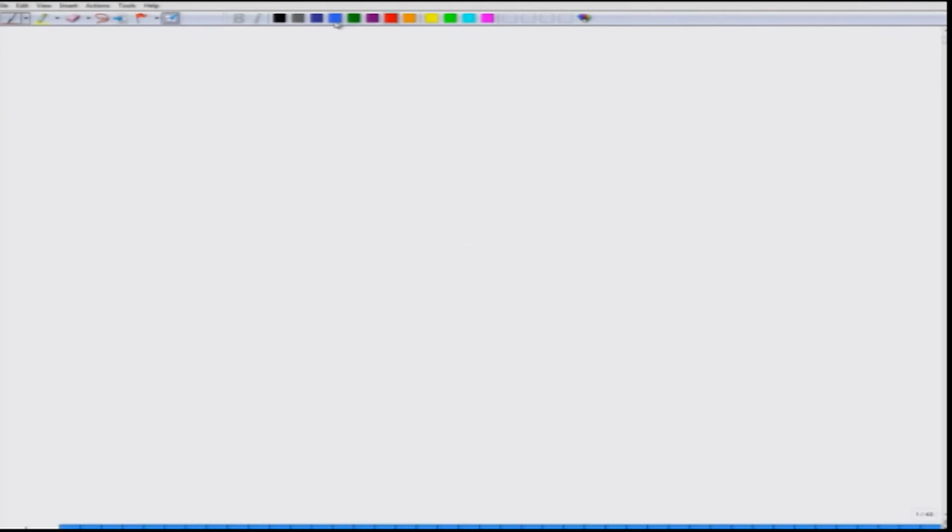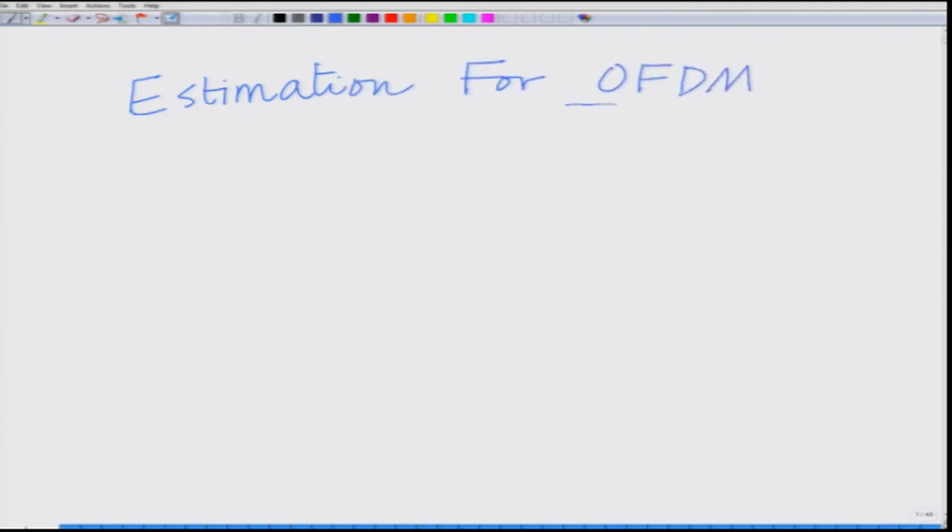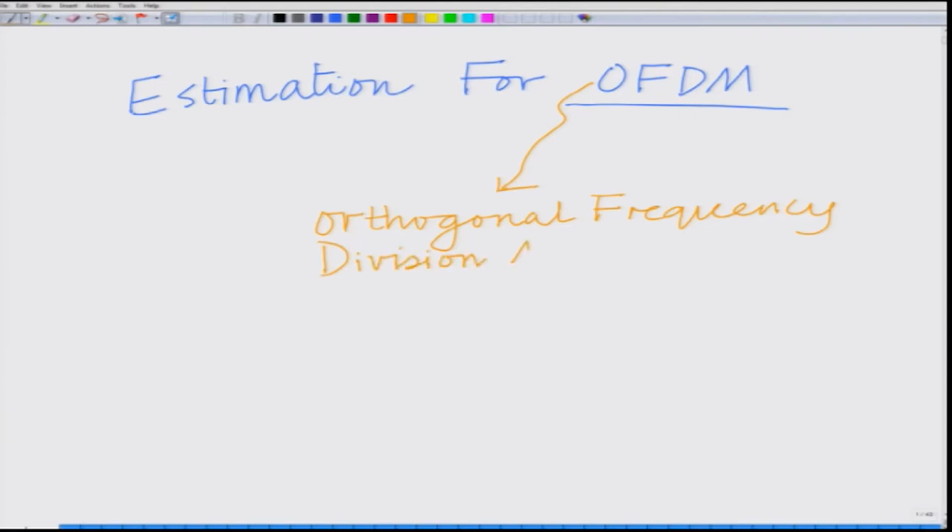We are going to start looking at estimation specifically for OFDM, that is our aim starting this module, estimation for OFDM, where OFDM stands for orthogonal frequency division multiplexing.